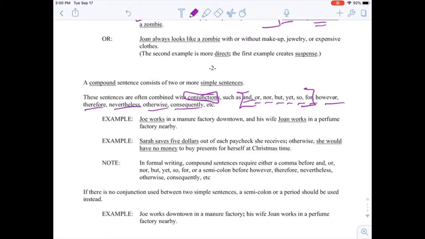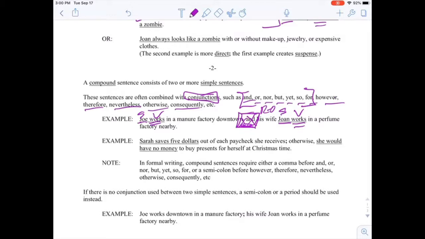Here's an example. Joe works. Joe is the subject, works is the verb. Joe works at a manure factory downtown, and his wife, Joan, the subject, works in a perfume factory nearby. You can see that the 2 simple sentences, subject-verb, are separated by a comma and a conjunction. That's how we combine 2 simple sentences together, with a comma and a conjunction. If you leave out the conjunction, you have a run-on. If you leave out the comma, you have a run-on. You'll see the big R-O.